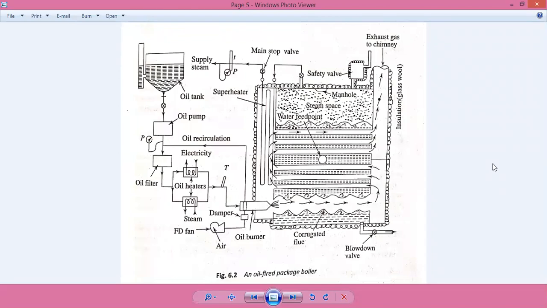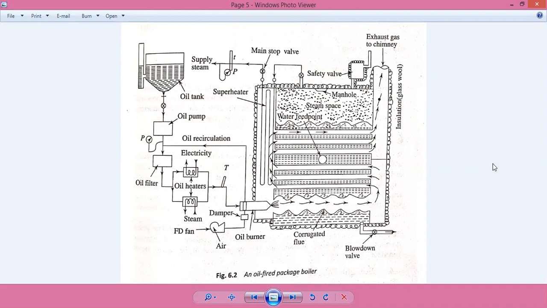Now this is up to this thing. It is the fire tube boilers. Fire tube. Next, we'll go for water tube boilers itself. So let us go through quickly what we have gone through in fire tube boilers.